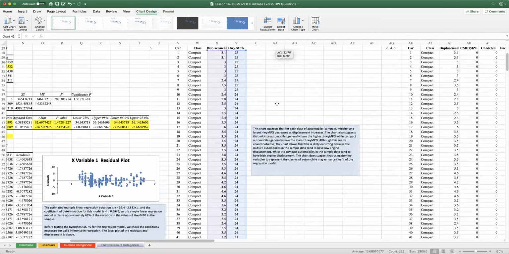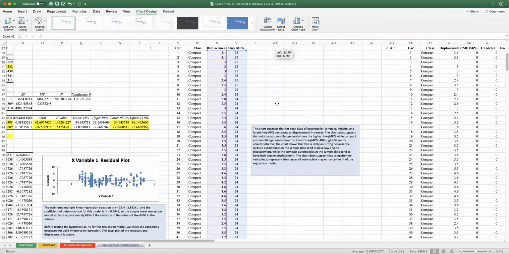Okay, and then add a third one for large. Get the X values. Nice and short. And the Y values. Okay, so we've got all three. Let's take a look at it. All right, that's exactly right.